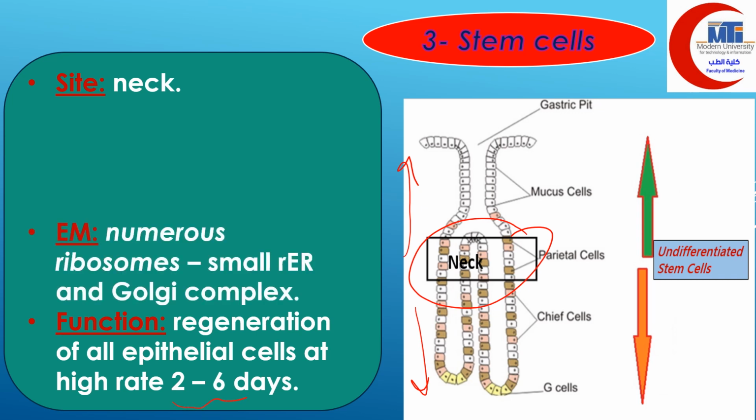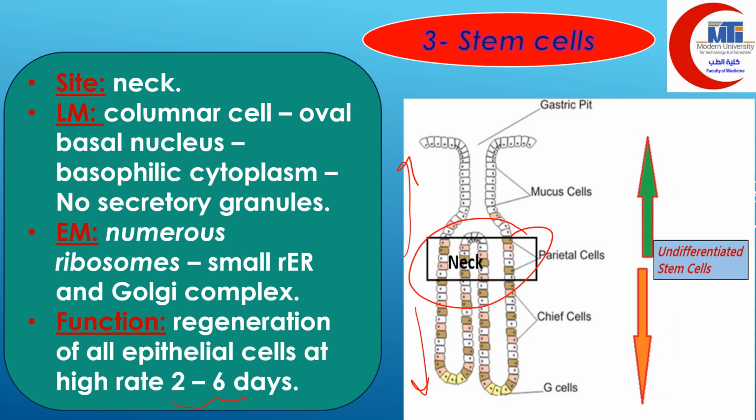So what is the structure of the stem cell? It is a part of simple columnar epithelium. It is a columnar cell having an oval, active, basal nucleus. It has basophilic cytoplasm. Why is it basophilic? Due to the presence of free ribosomes, as it is a stem cell. Does it make any secretion? No, it has no secretory granules.